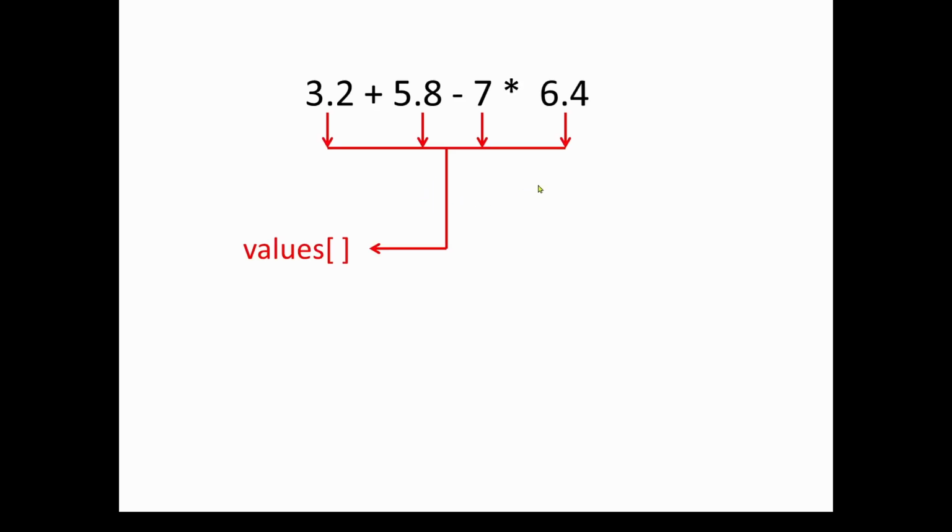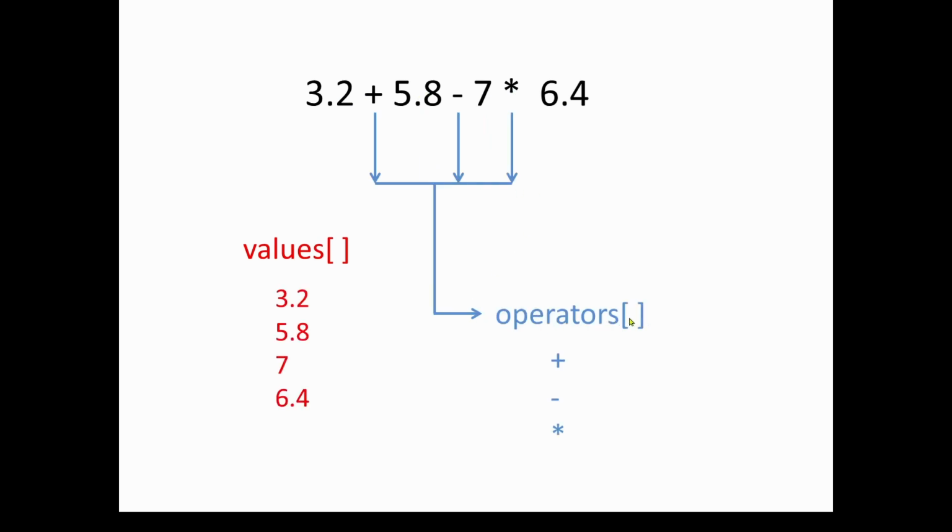And then we can think about, hey, the important things are the values, right? The 3.2, the 5.8, the 7, the 6.4. Maybe we can extract those from our string. We can parse our string and put those values into an array of values. So here we'll have 4 double values in an array. And then we can make a separate array of operators, which is what we did in the previous series. Here we've got a plus, a minus, and a multiply.